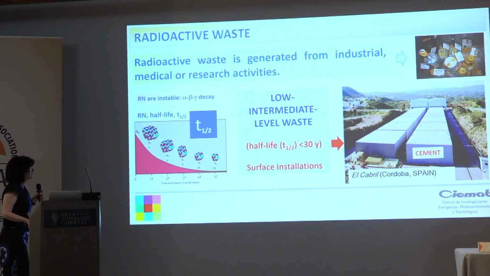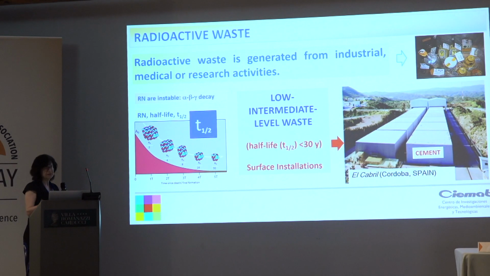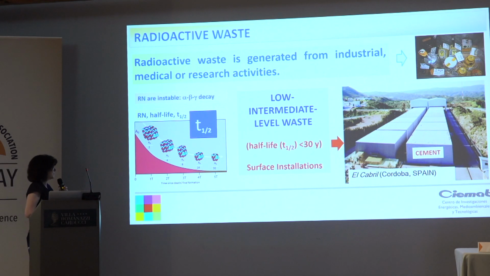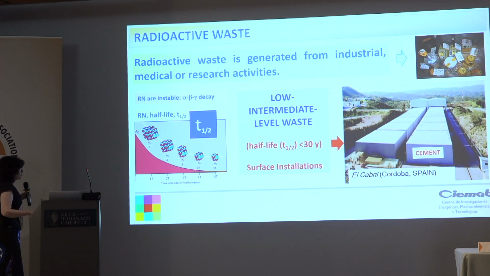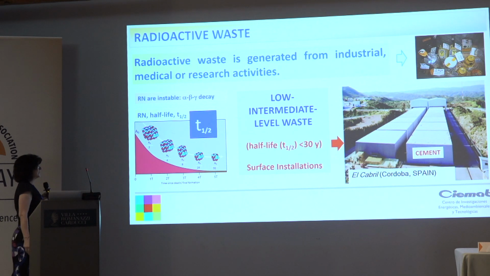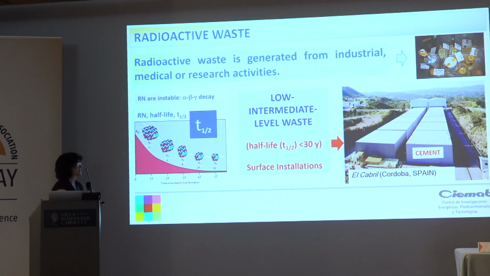So simplistically, we can divide our waste depending on the half-life. We talk about low and intermediate level waste when we have radionuclides with half-life lower than 30 years. In that case, we can store these elements in surface installations. For example, this is the installation of El Cabril, in Córdoba, in Spain, in which the main containing and confining material actually is cement.